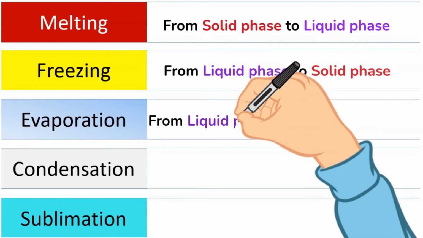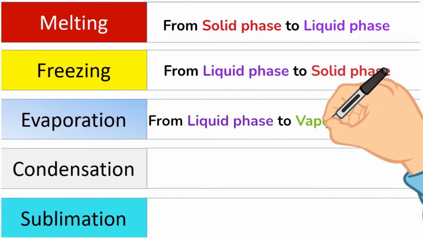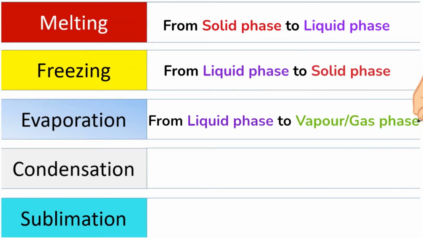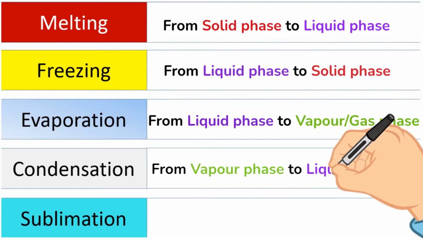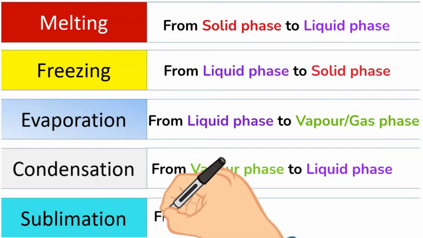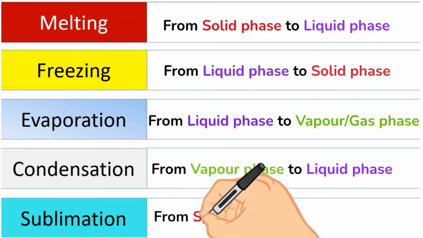Evaporation. The process by which a substance changes from the liquid phase to the gaseous phase is known as evaporation. Condensation. The process by which a substance changes from the gaseous phase to the liquid phase is known as condensation.